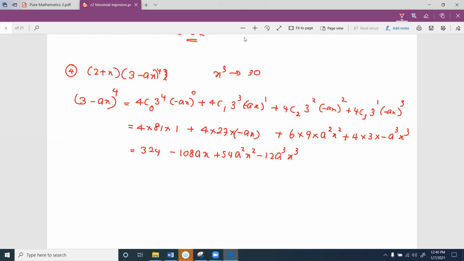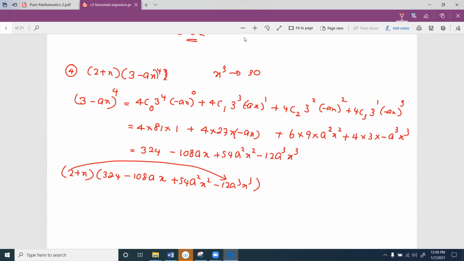Then I just multiply 2 plus x by this expression: 324 minus 108ax plus 54a²x² minus 12a³x³, right? Okay, now we need to work out the cube term only. Look at this, 2 into this is not a cube term, this is an x term, this is a square term. From here to here you get a cubic term. From this expression with this one gives you one other cubic term.